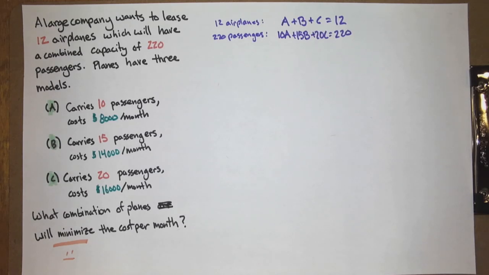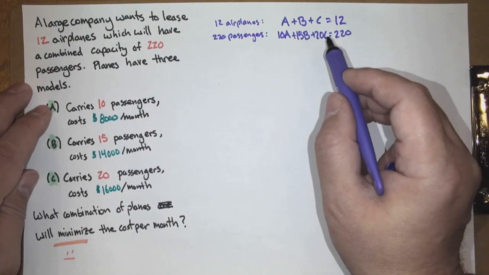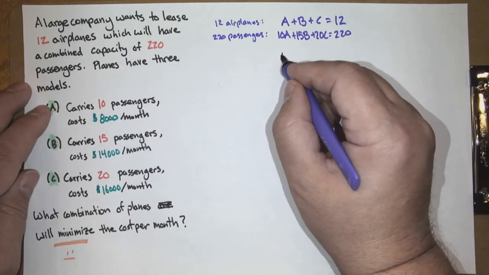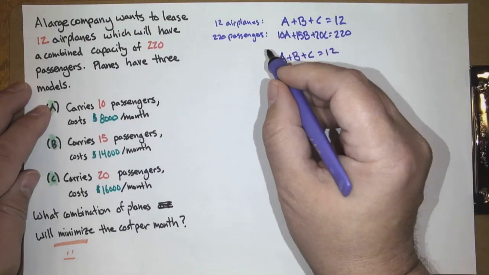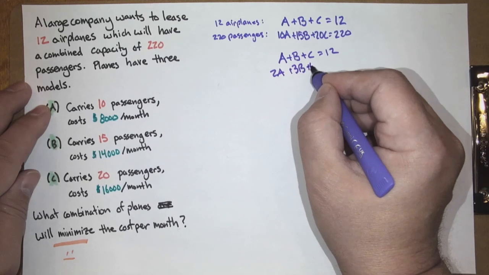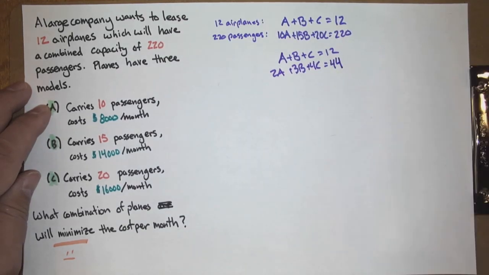The cost, we'll get to that in a few minutes. That's not something equals something, right? Because you're trying to minimize, so that's why it's a separate question. I want to focus just on this. Notice the second equation, everything is a multiple of 5. So before we get into it, we'll write it as A plus B plus C equals 12. If we divide by 5, 2A plus 3B plus 4C equals 44.